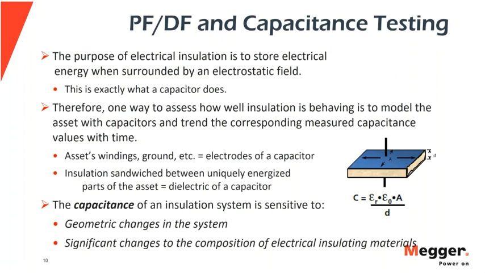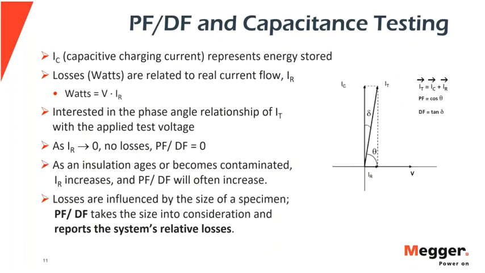If you look at the equation for capacitance that I've shown, it's the dielectric constant of the insulating material, epsilon r, times the geometric capacitance, epsilon naught times area of the plates, in this case electrodes, divided by the distance between them. And of course, the components of the geometric capacitance are physical in nature, area and distance. So a change in capacitance indicates either a geometric change with the system or possibly significant changes to the composition of the electrical insulation materials that in turn influence the epsilon r value.